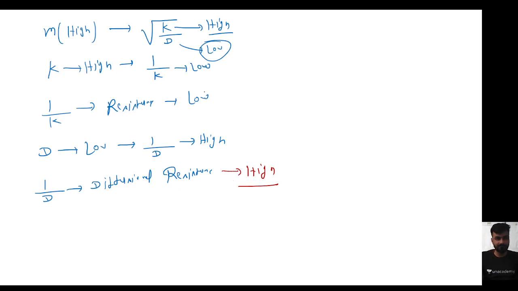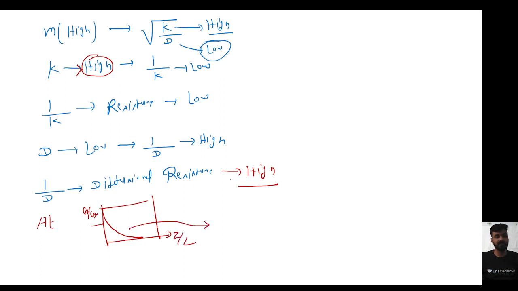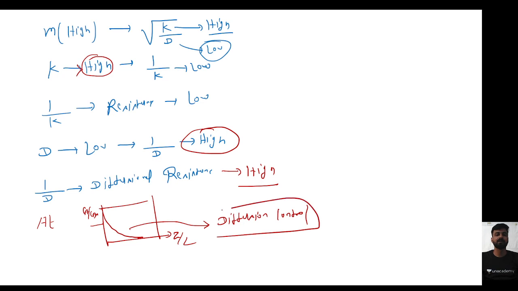So can I write here, for this particular curve, if you are writing Ca by Cas versus Z by L, for this particular curve, resistance by diffusion is very high, so it is diffusion control. It is diffusion control. Are you getting?